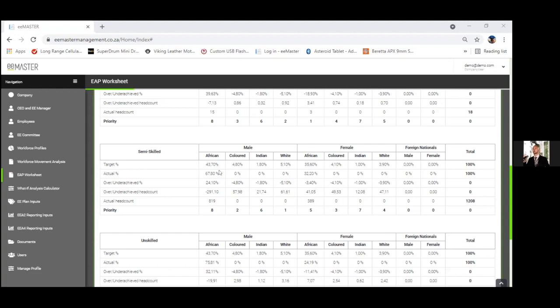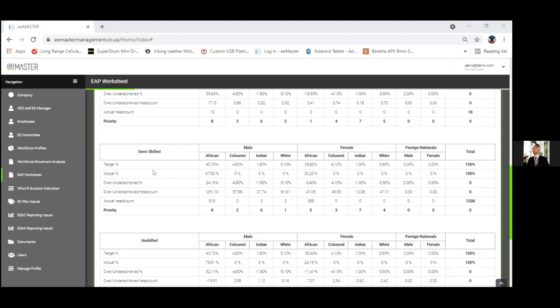African males are 43.7%, colored males 4.8%, Indian males 1.8%, white males 5.1%. African females are 35.6%, colored females 4.1%, Indian females 1%, and white females 3.9%. So those are the target percentages that the department would like to see you achieve.